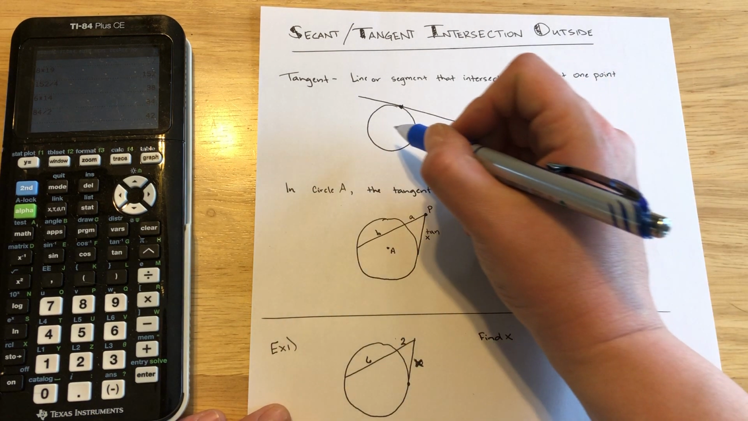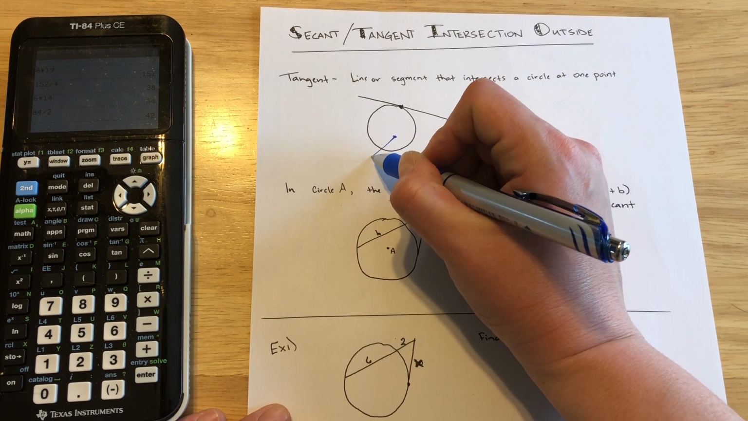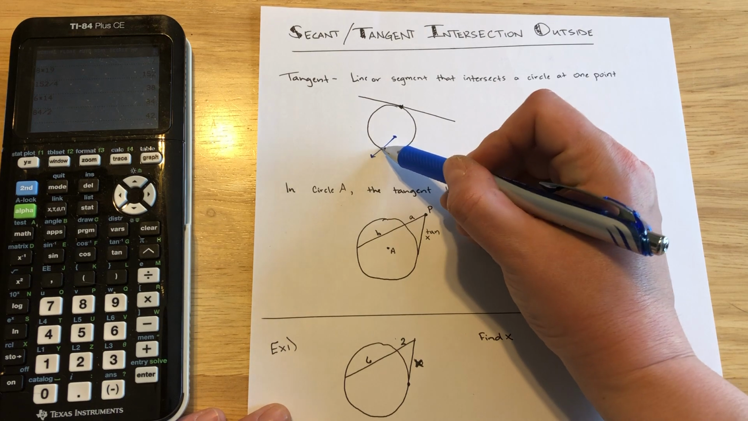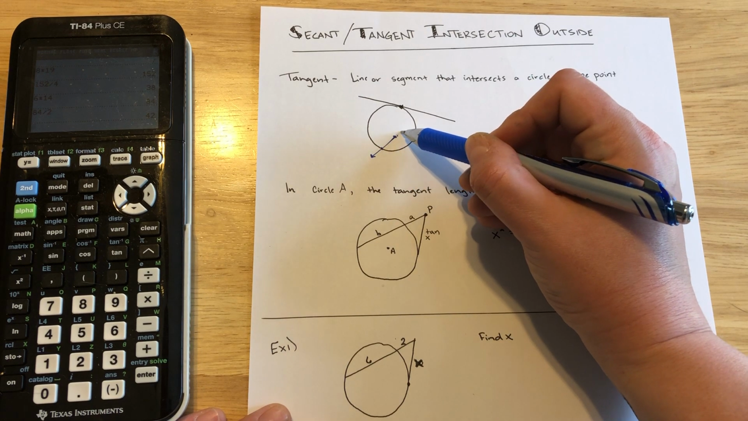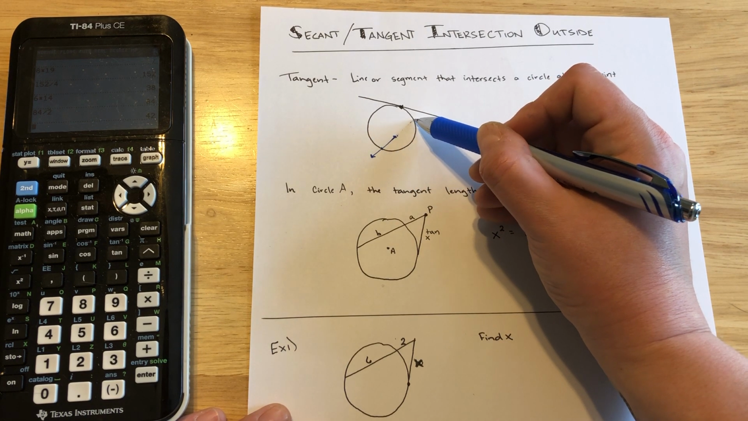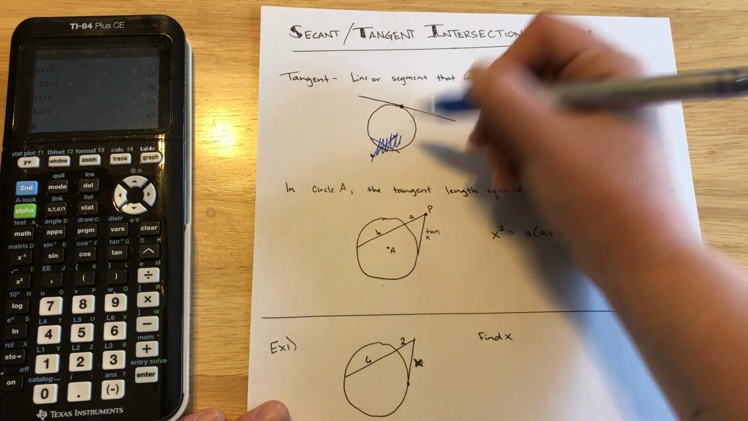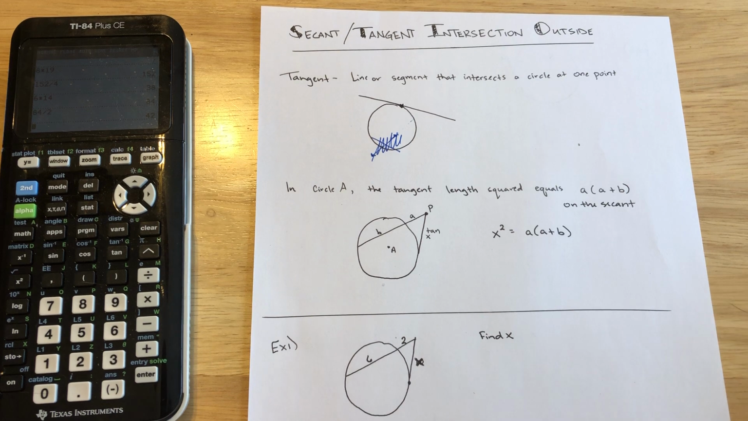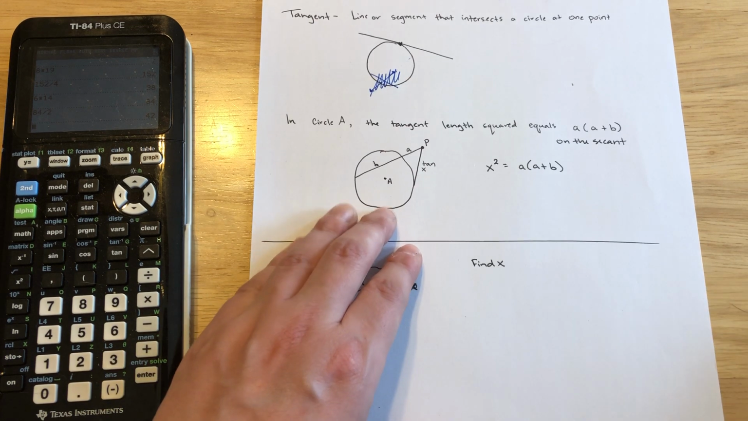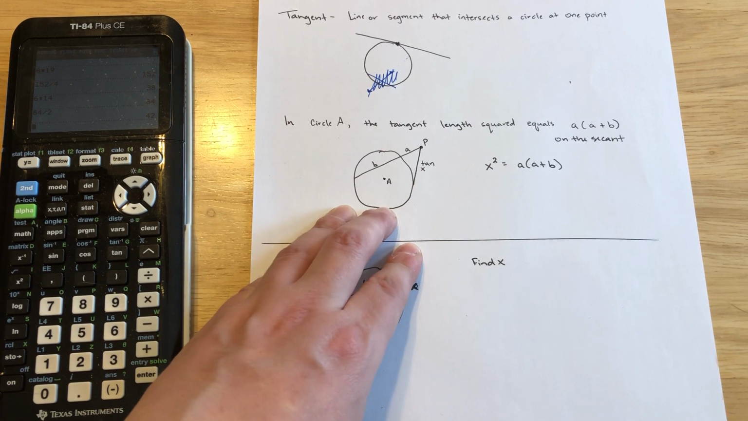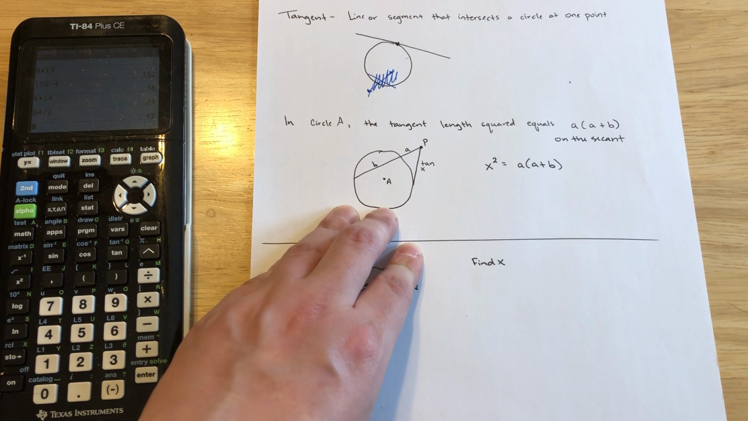A tangent line cannot be inside of the circle because it would intersect in one place, but if we extended it, it would certainly intersect somewhere else. So a tangent line cannot be anywhere inside the circle. So let's take a quick look at what this does to our proportions or our equations that we're setting up.